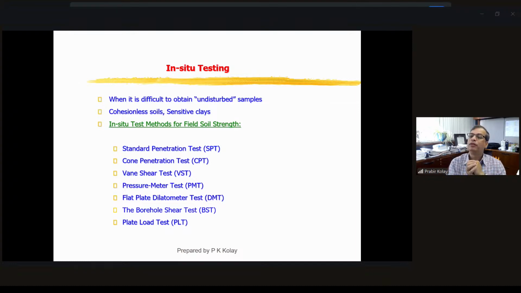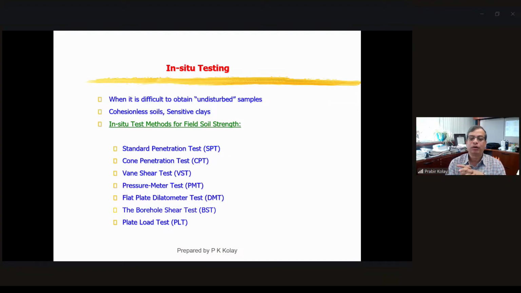Vane shear test: sometimes the soil is very soft. Even when you collect a soil sample from the field, the sample is already disturbed. So what you need to do is go to the site and do the test there. It's called the field vane shear. Sometimes you can do the test in the lab, so the lab vane shear.